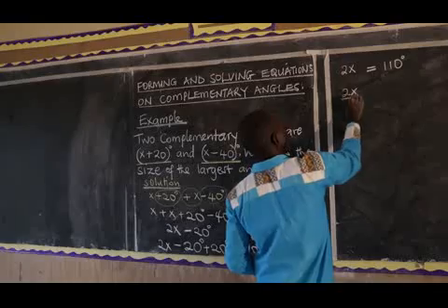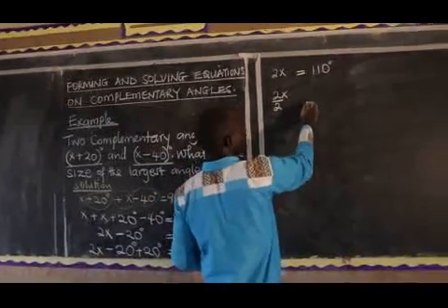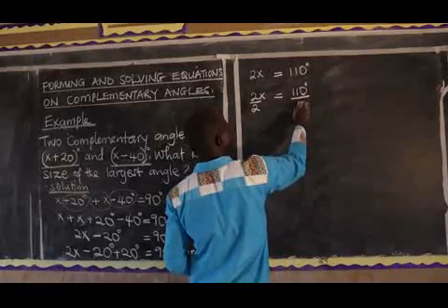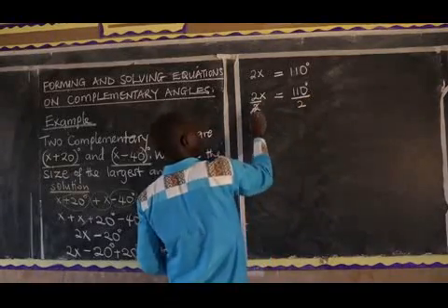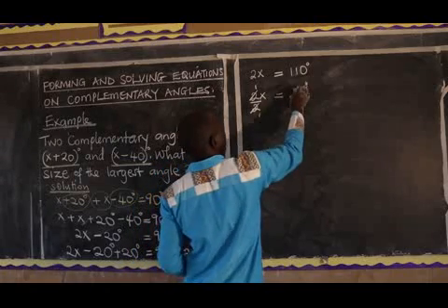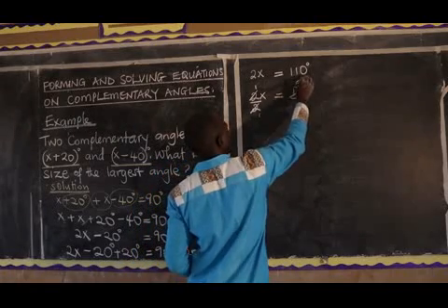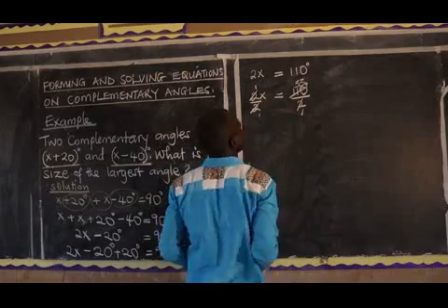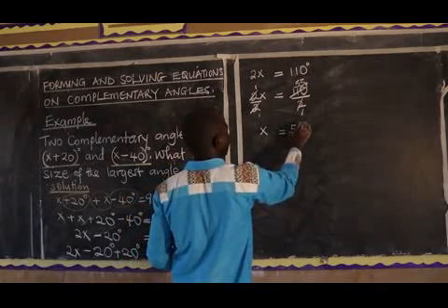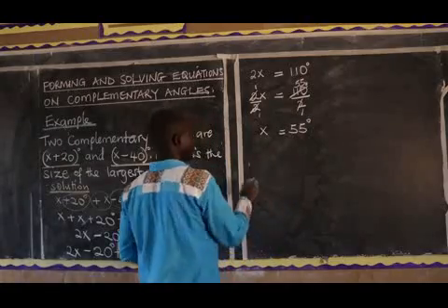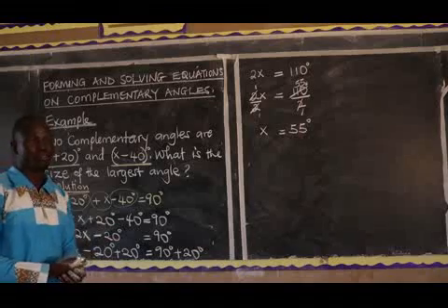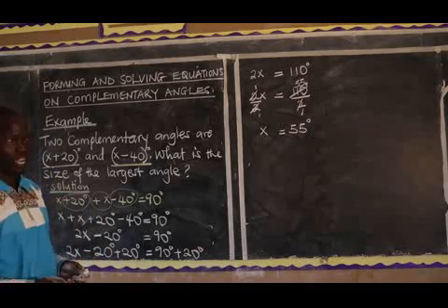When we reach this step, we look at our coefficient, which is 2, and we use it to divide. In the next step, 2x divided by 2 is equal to 110 degrees divided by 2. 11 divided by 2, 1 divided by 2, and in this case, this is 5. So x is equal to 55 degrees.